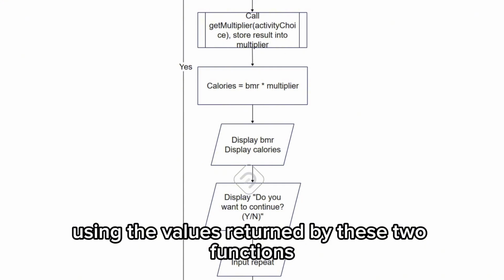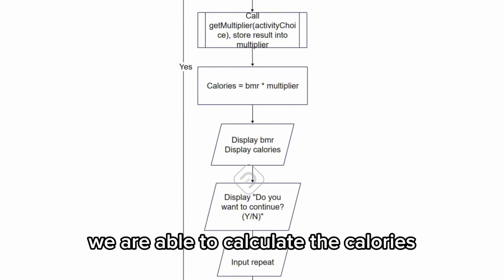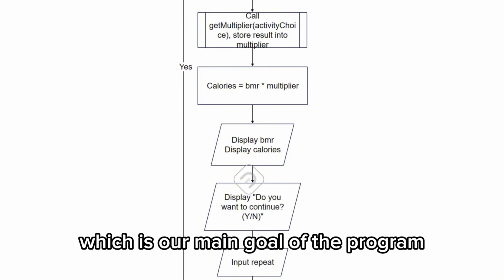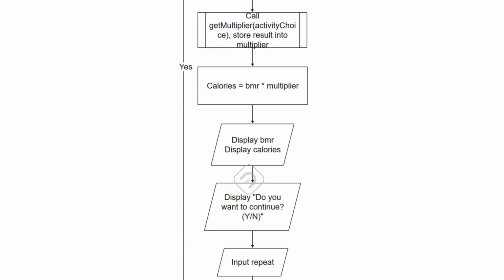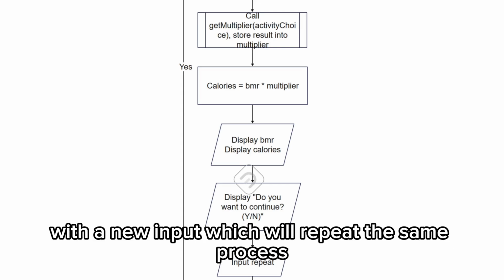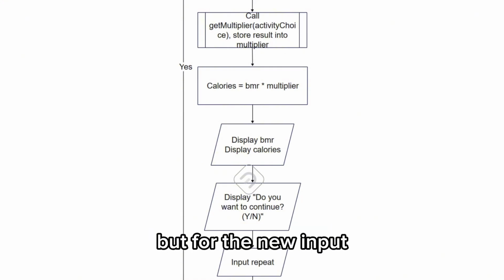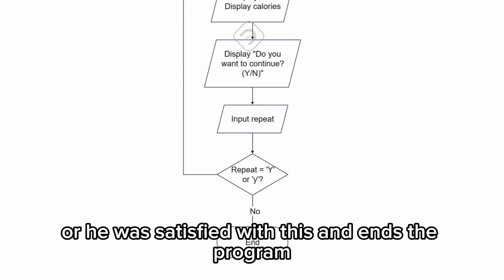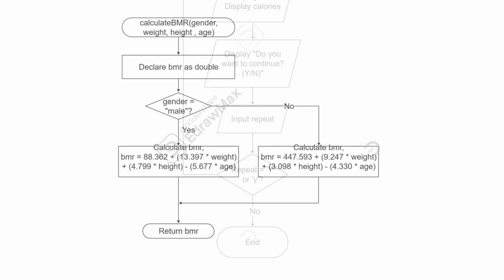Using the values returned by these two functions, we are able to calculate the calories, which is our main goal of the program. Then we ask the user if he wants to continue with a new input, which will repeat the same process but for the new info, or he was satisfied with this and ends the program.